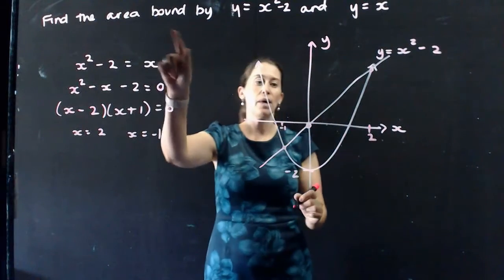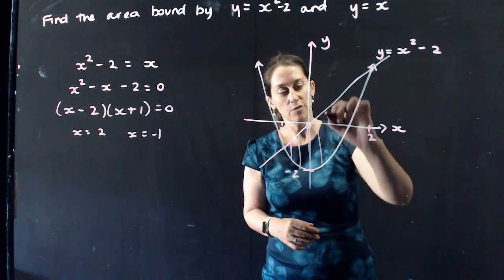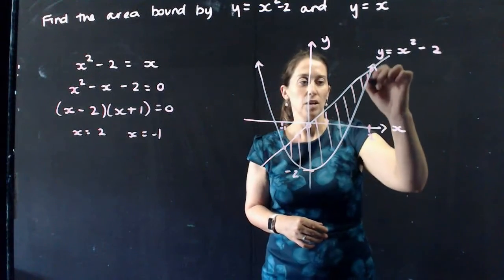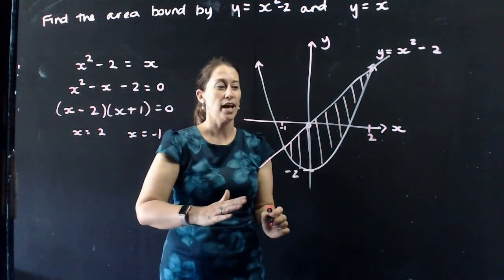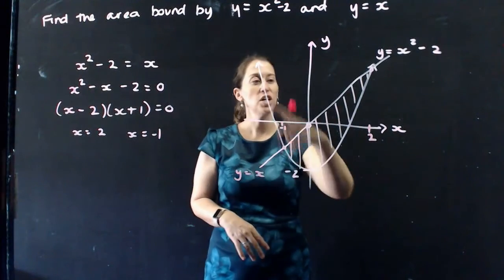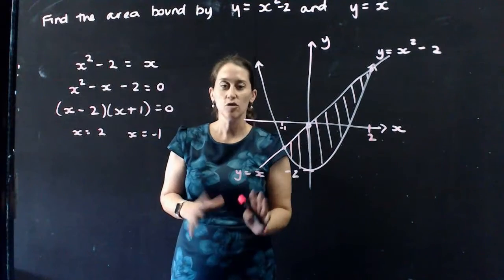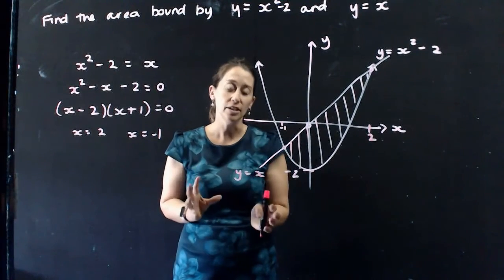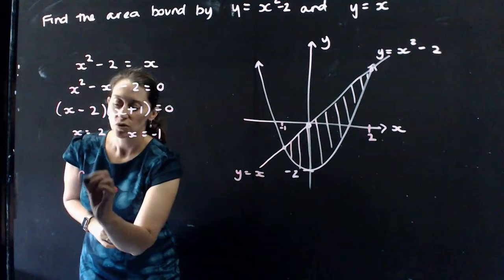Now we want the area bound between these curves, or this line and the curve, so I'm looking for this area here. So what I now can see with the sketch is that the line y equals x, I should label it, sits on the top, and the curve y equals x squared minus 2 sits underneath. So I need to create a new expression to now integrate to get the desired area that I've shaded. So we do top minus bottom.